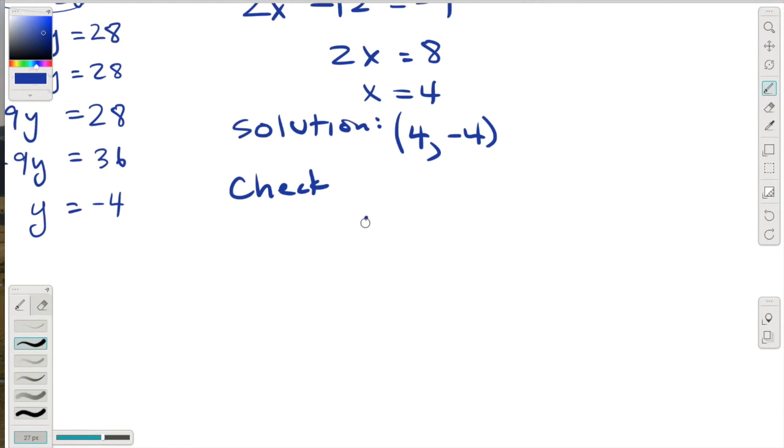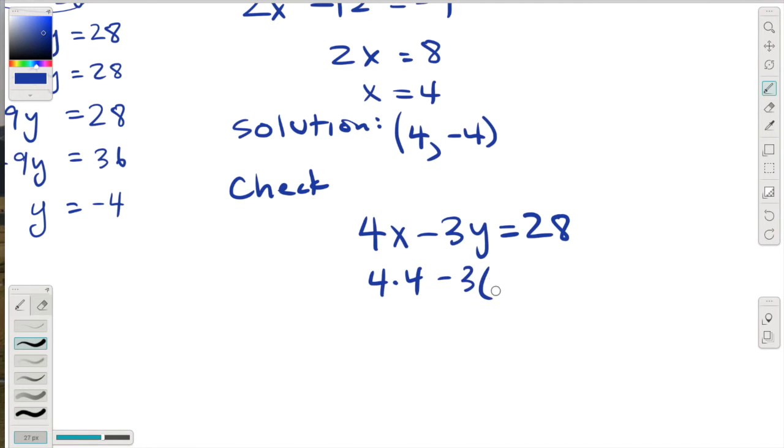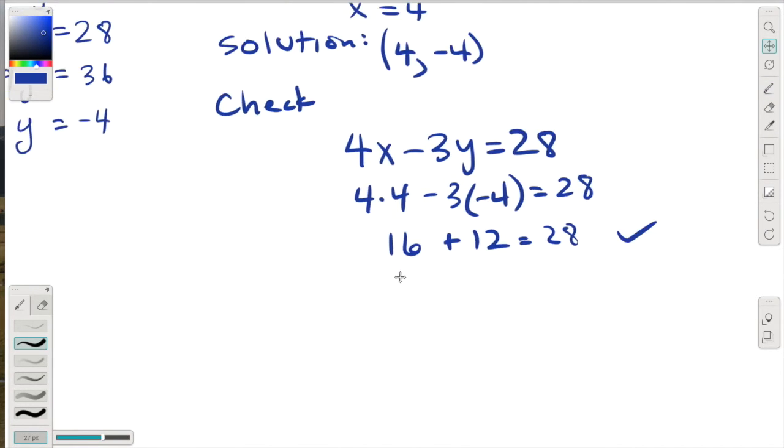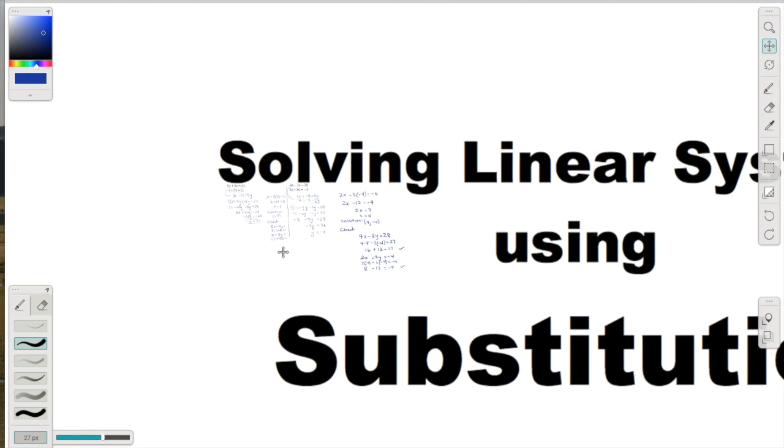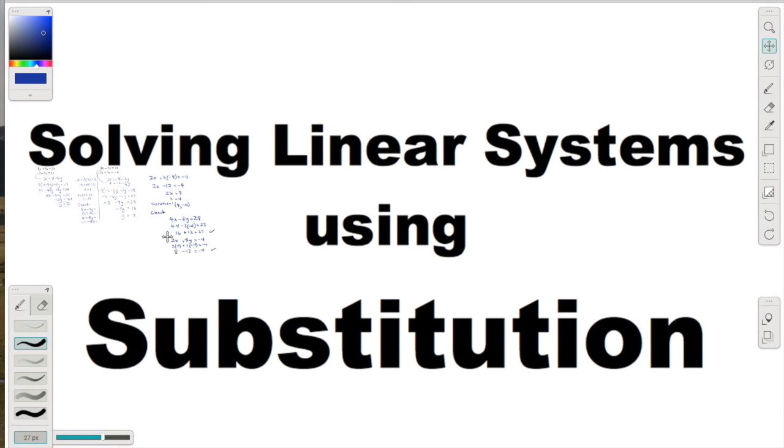Again, I check my solution by plugging in 4, negative 4 in place of x and y in the two original equations. So the top equation is correct, and the bottom equation, if I put in 4, negative 4, that gives me an equation that's also correct. So those are my solutions. That's how we'd use substitution.